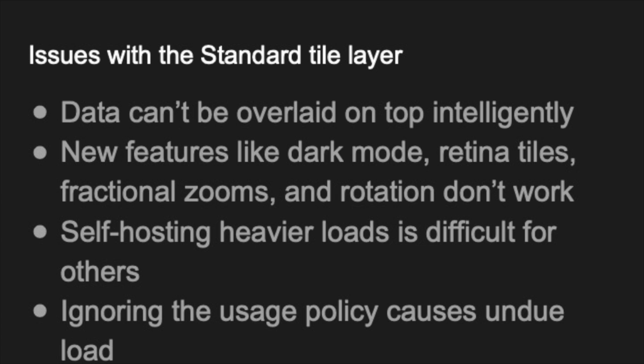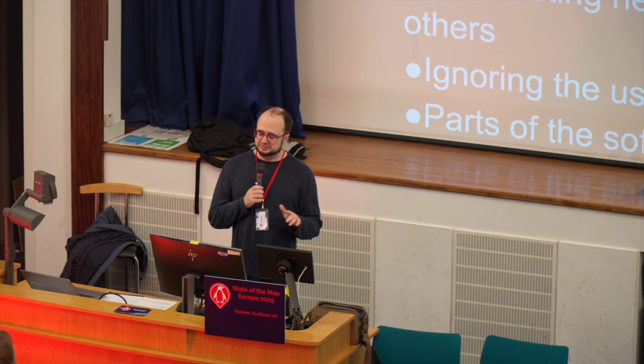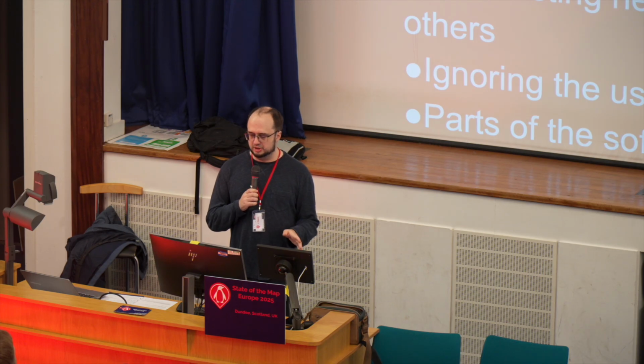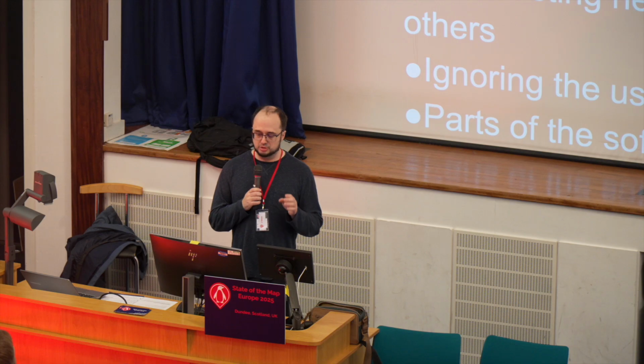There's other stuff that you want on modern devices, like phones, which are over 50% of visits these days. So retina tiles for high DPIs, fractional zooms, rotation, dark mode. Dark mode sort of works, but the others don't work. So if you're wondering why the map looks blurry on your mobile device or your high DPI screen, that's why.